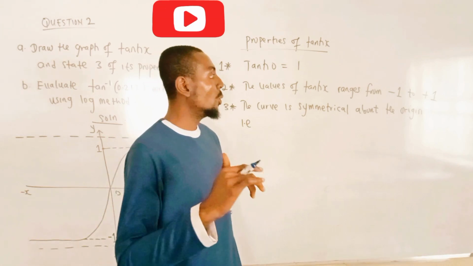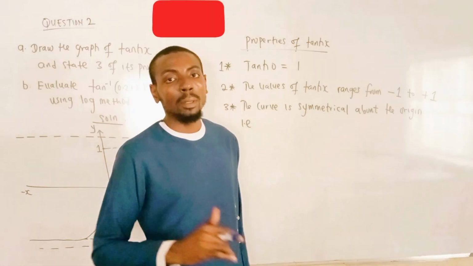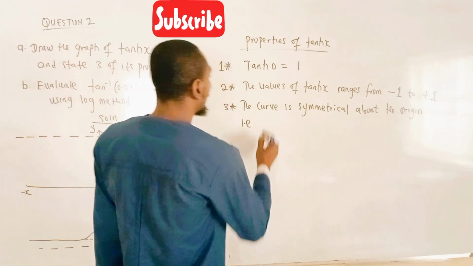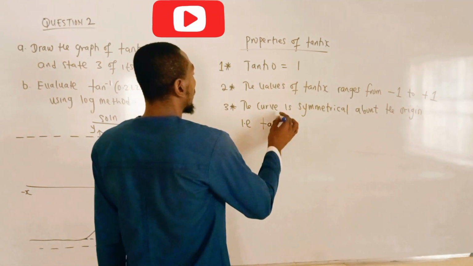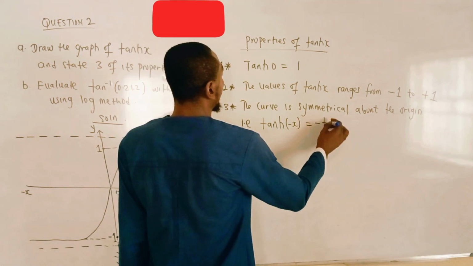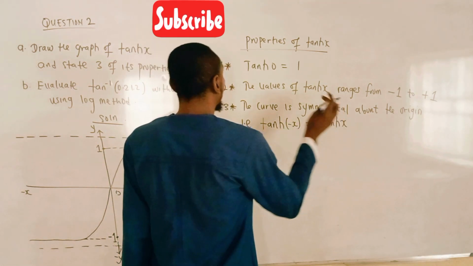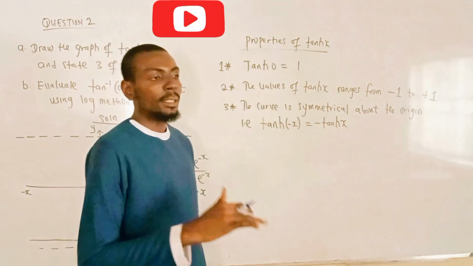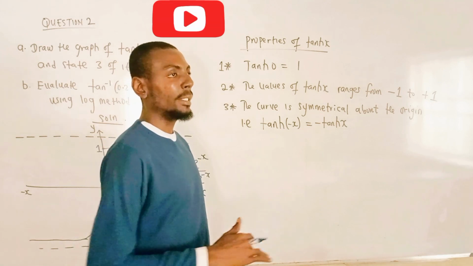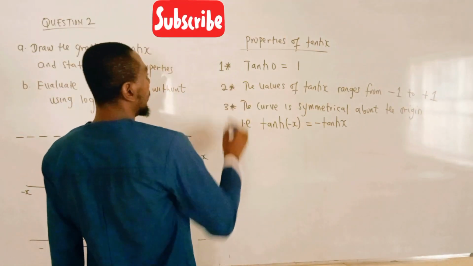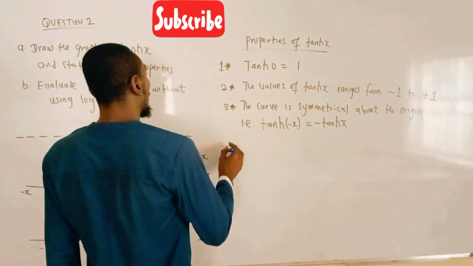And then to represent the odd function of tanh of x mathematically, we have tanh of -x is equal to minus tanh of x. This shows that tanh of x as a hyperbolic function is an odd function. Okay, so I've completed 3, but let's add 1.